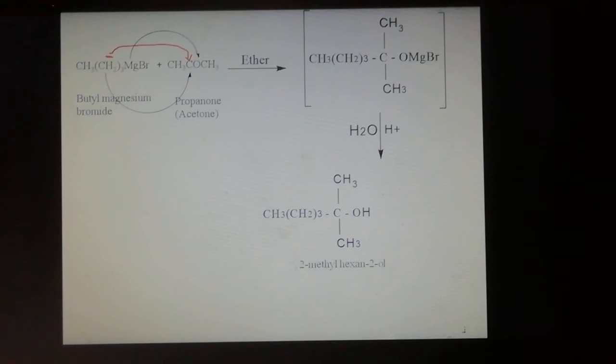Numbering starts from the carbon bearing the hydroxyl functional group, giving it the lowest possible number. First carbon, second carbon. There are 3 CH2 groups, so 5 plus 1, totally 6 carbons present. The second carbon contains one hydroxyl functional group and one methyl substituent. So 2-methylhexan-2-ol is the name of the product, plus MgOHBr.